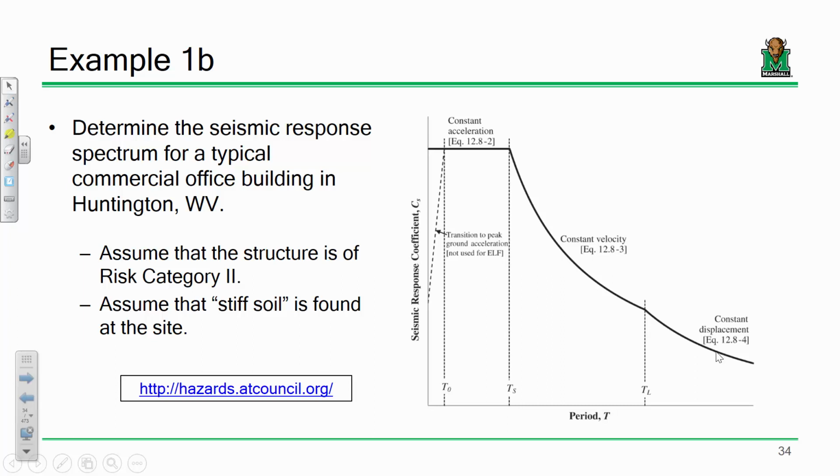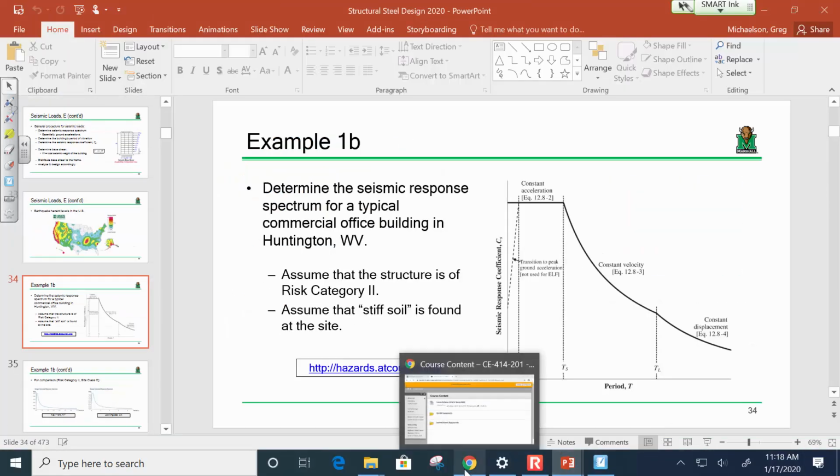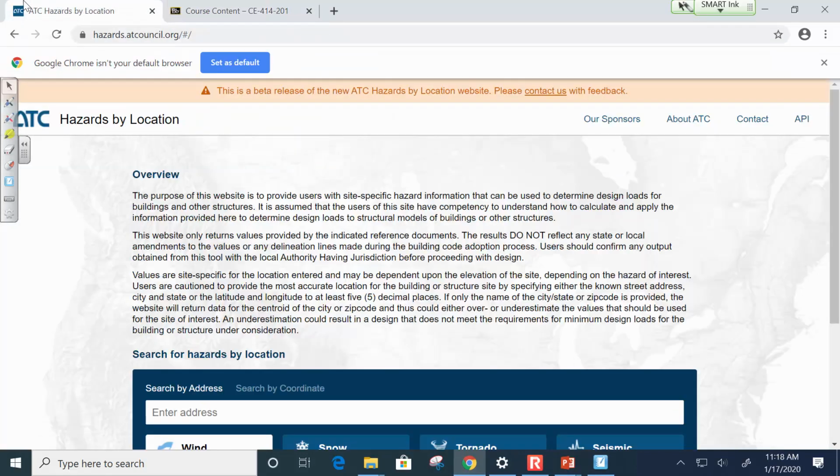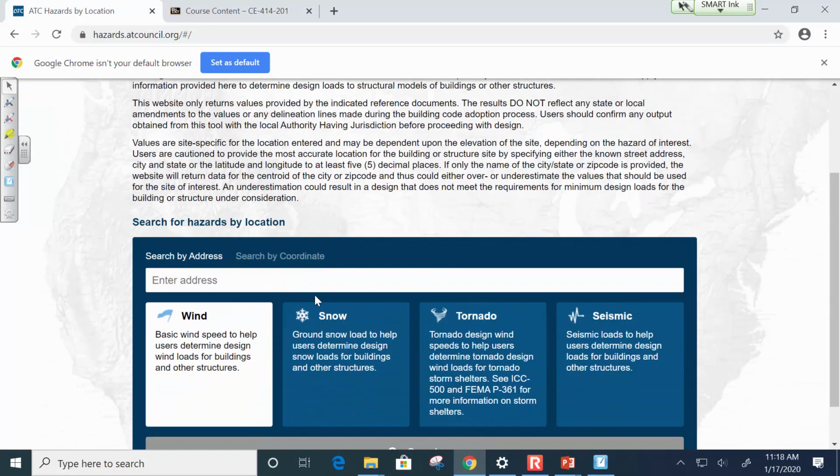What we're going to do together, and this is pretty straightforward, we're going to determine the typical seismic response for what a building would be like here in West Virginia, in Huntington. This is going to be really simple. It's just me using this website that I showed you. So we're going to go back to this website again. I've got the links in the notes.